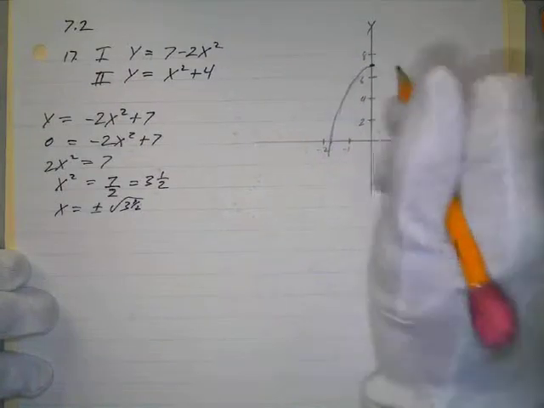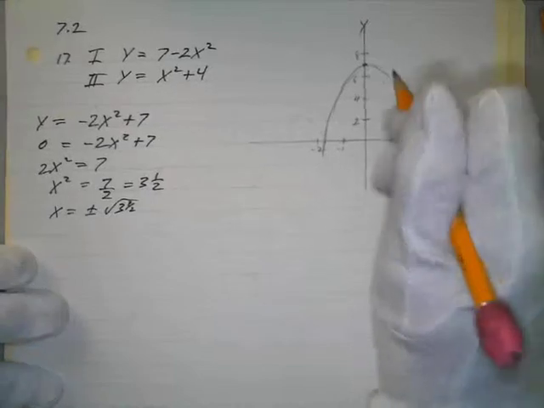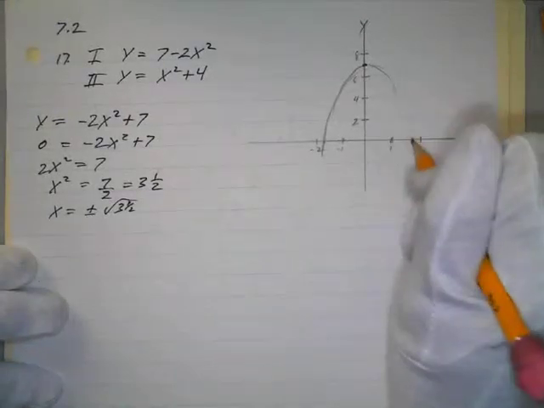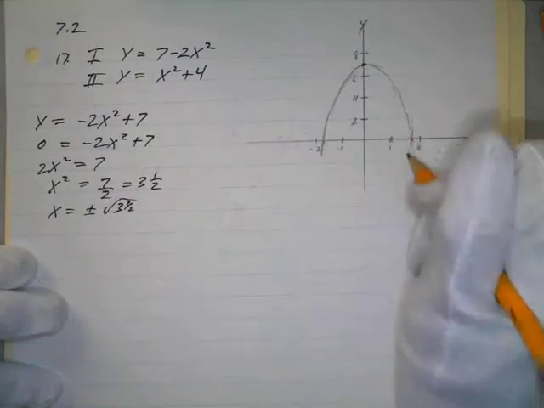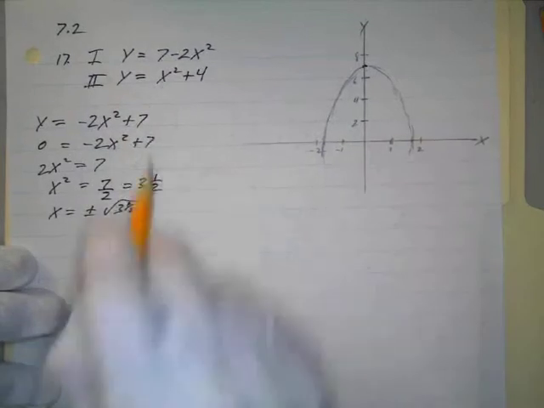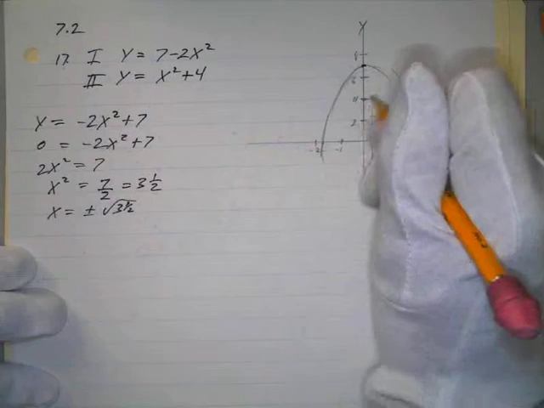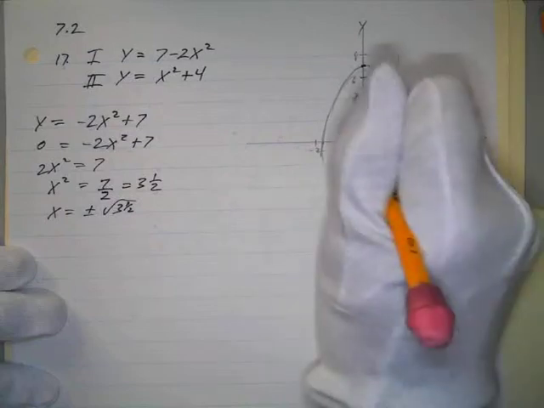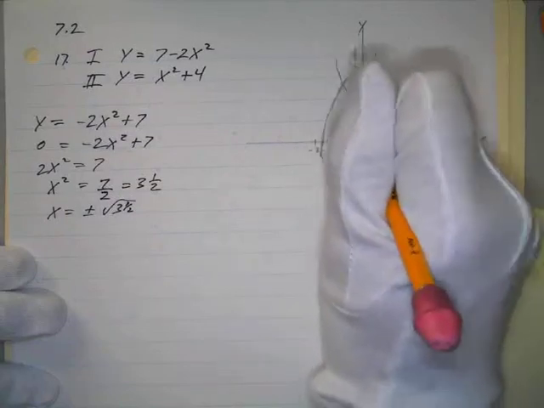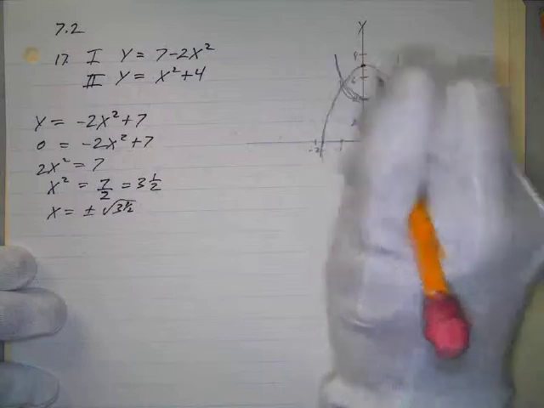So you can get a pretty decent sketch by just finding those zeros and approximating them. It doesn't have to be perfect. It's just a sketch to tell us what's going on. And the other one is just a regular parabola. It's shifted up 4, so it's going to look like this. So it's our standard parabola. So we want this area in here.